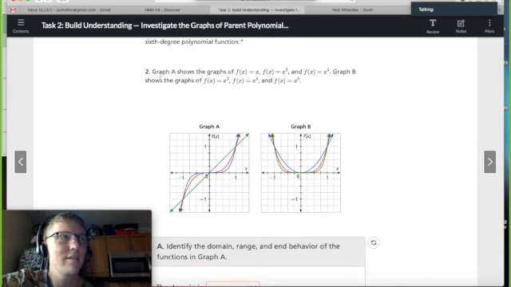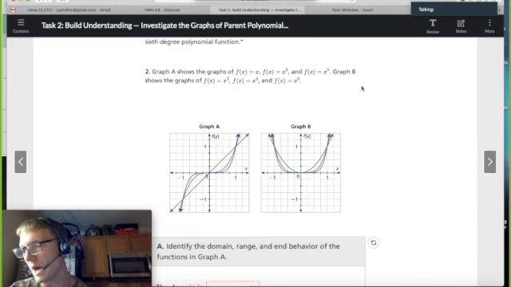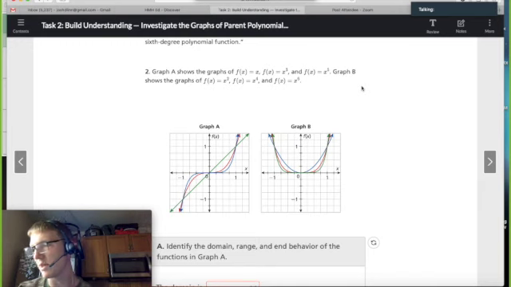So here is just a variety of different graphs. You'll notice f of x equals x, x cubed, x to the 5th. And then on the right, you see x squared, x to the 4th, and x to the 6th. So you'll notice on the left, all of these are odd functions. So x to the 1, x to the 3, x to the 5, so on and so forth.